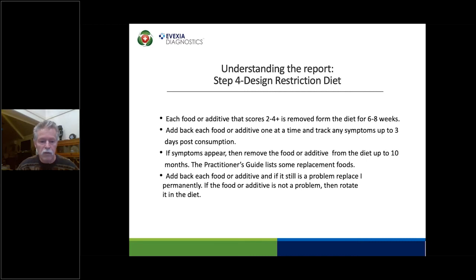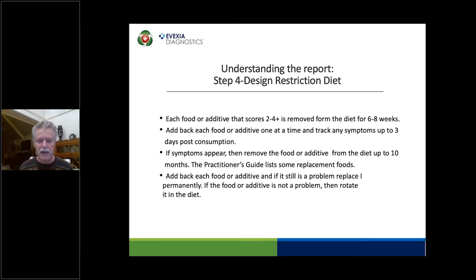So, understanding the report. The nuts and bolts really come down to how do I design a restriction diet? What we say is each food or additive that scores a 2 to 4+ is removed from the diet for 6 to 8 weeks. The reason is that the antibody half-life for IgG is about 3 to 4 weeks. So if you are positive today, in 3 weeks you'd have half as much antibody in your system. That's a general rule, and there are some nuances, but 3 to 4 weeks is a good guideline.